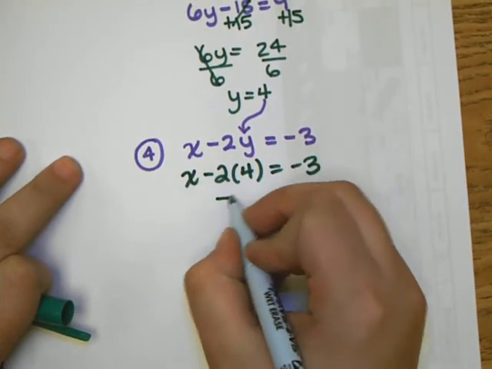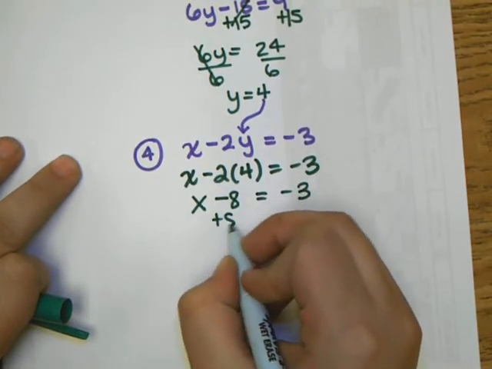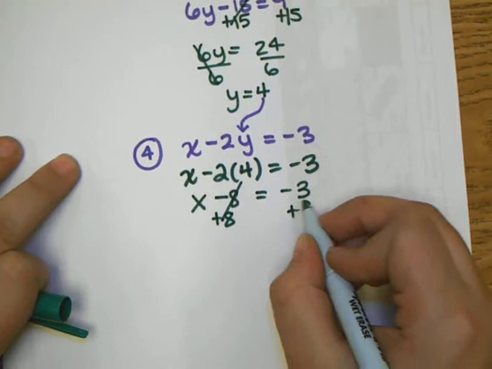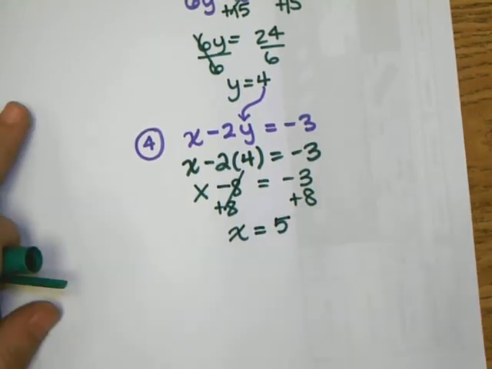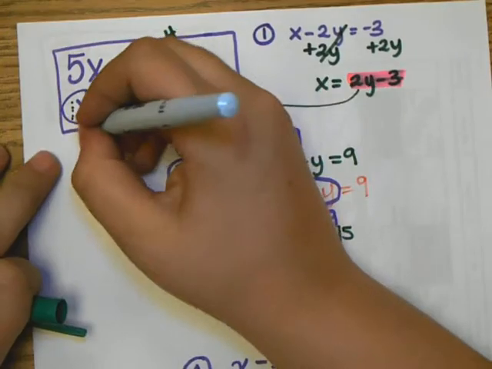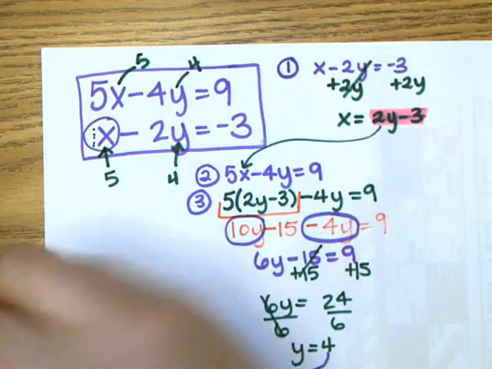And now I can get what x is. So -2 times 4 is -8. And add 8. And we now know that x is 5. So x is 5 here.